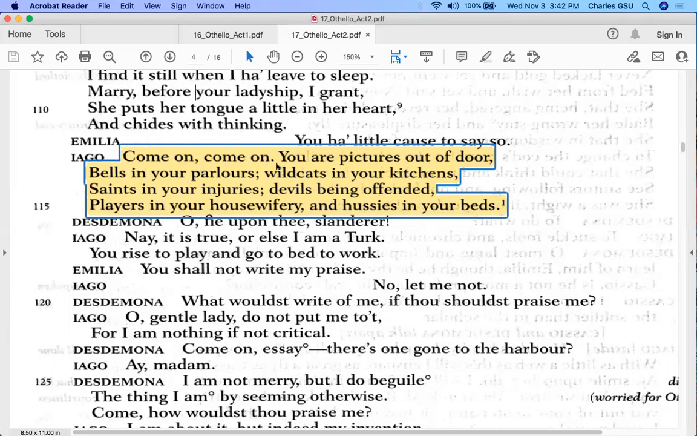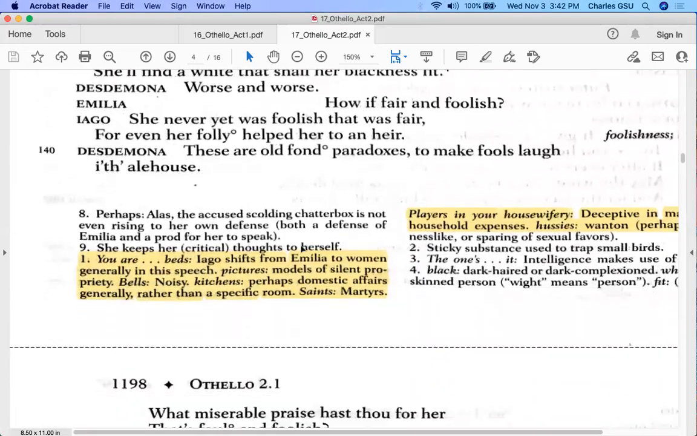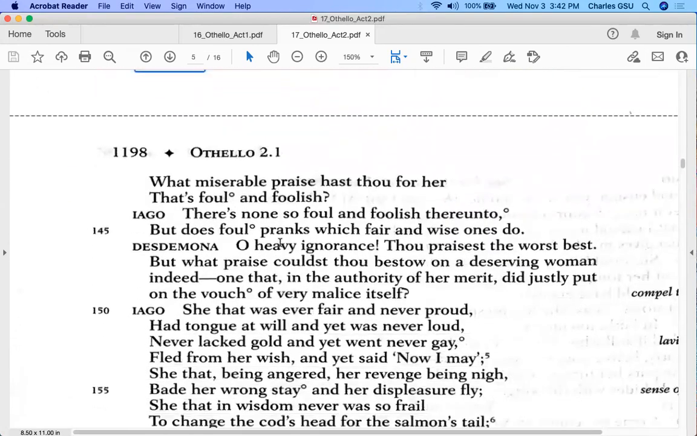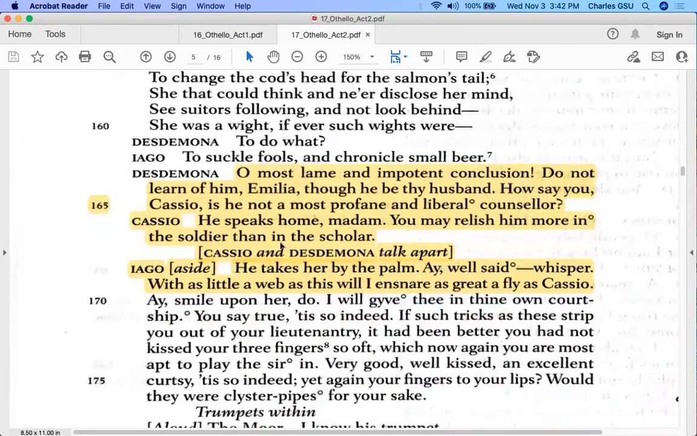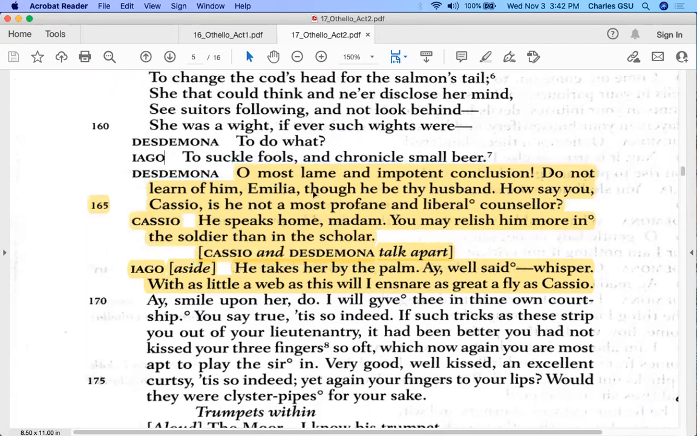"Come on, you are pictures out of doors, bells in your parlors, wildcats in your kitchens, saints in your injuries, devils being offended, players in your housewifery, and hussies in your bed." What he's saying, one, about his wife, but also about women in general. So that's kind of important to think about in terms of what Iago views about women. Then Desdemona tries to, again, defend Emilia here.